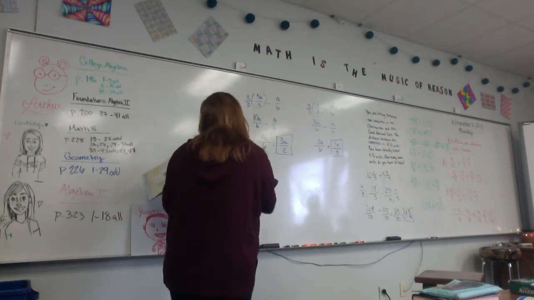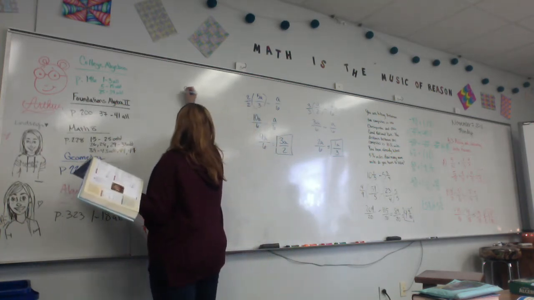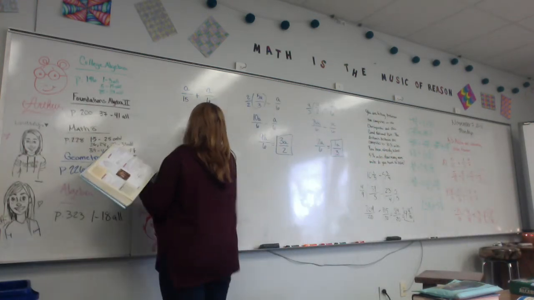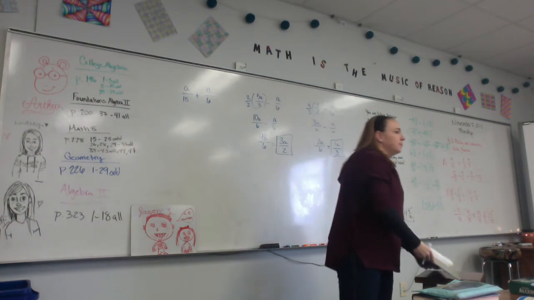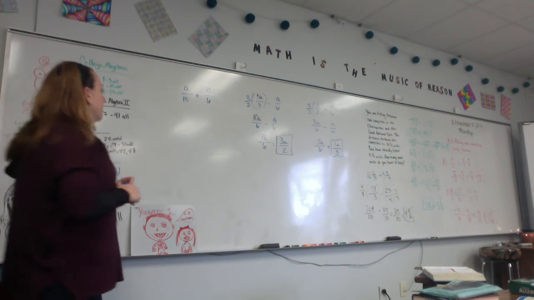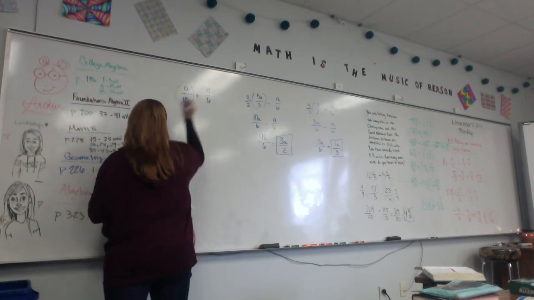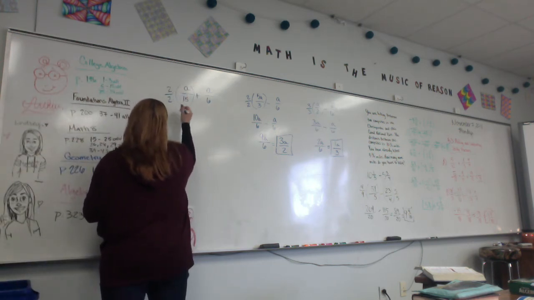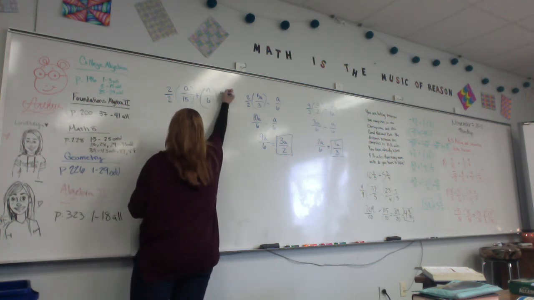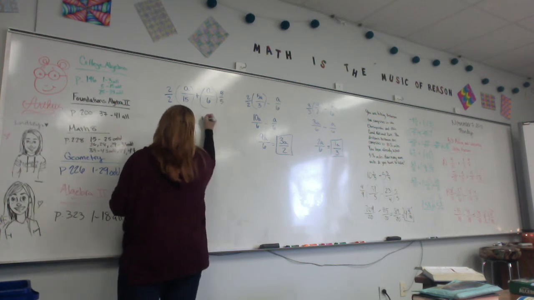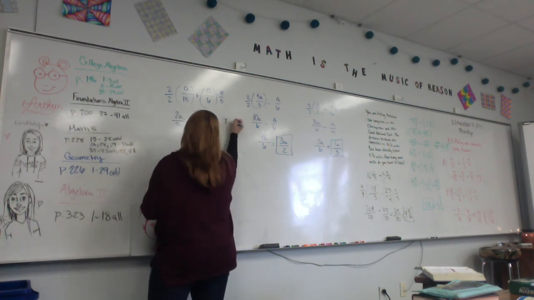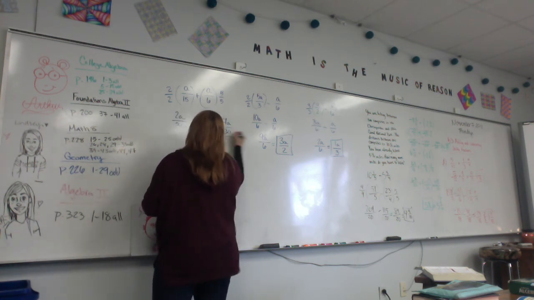Okay, one more and then I'll give you homework. Let's do this: A over 15 plus A over 6. What's your common denominator? 30. What do you have to multiply this by then? 2. So you get 2A over 30. And you have to multiply this by what? 5. So you get 5A over 30, which gives you 7A over 30. Is that reducible? No. So I leave it.